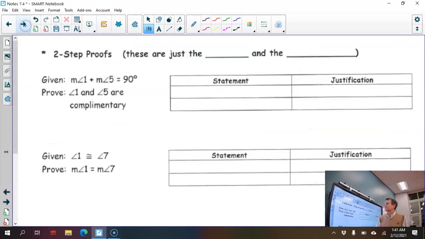So here we go. I'm starting out with two-step proofs. These are exceptionally easy, right? These are just the given and the conclusion, or the thing you're trying to prove. So it's given that the measure of angle 1 plus the measure of angle 5 equals 90. Prove that angle 1 and angle 5 are complementary. So if I was doing that in proof form, it would look like this.